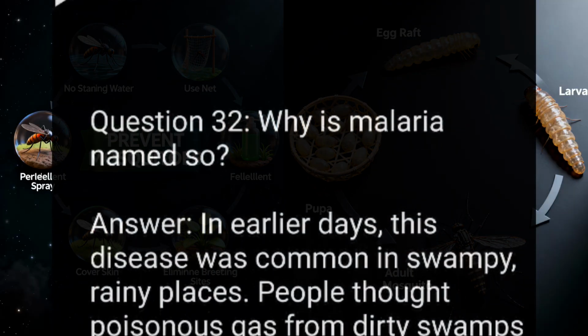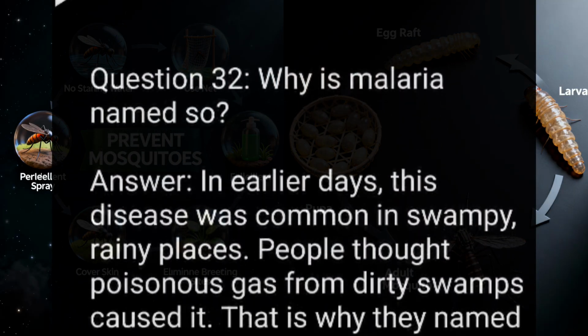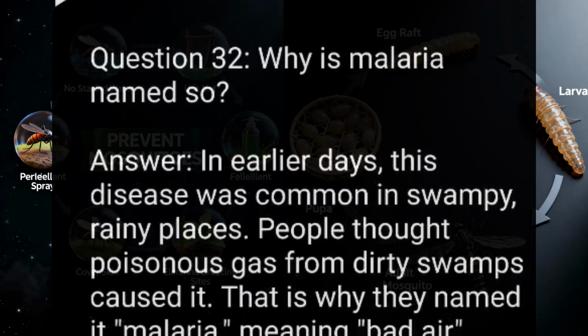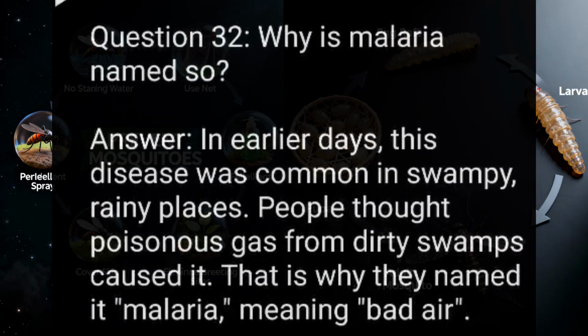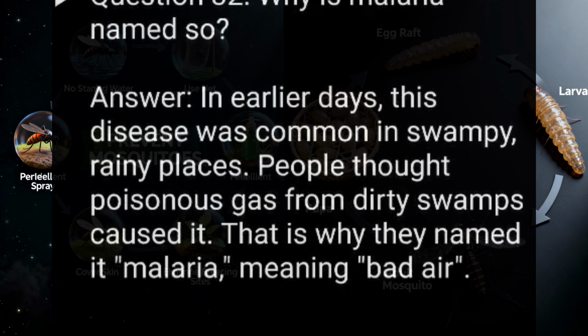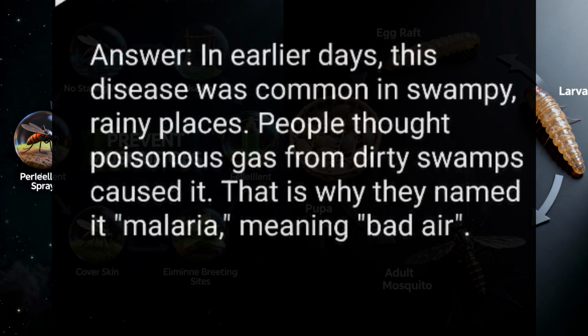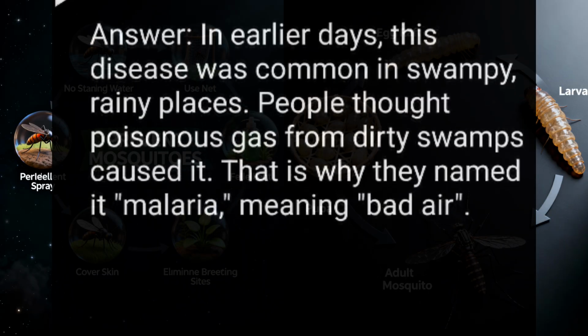Question 32. Why is malaria named so? Answer. In earlier days, this disease was common in swampy, rainy places. People thought poisonous gas from dirty swamps caused it. That is why they named it malaria, meaning bad air.